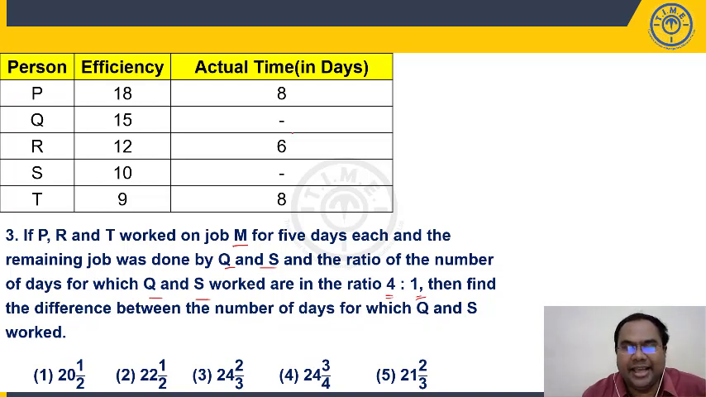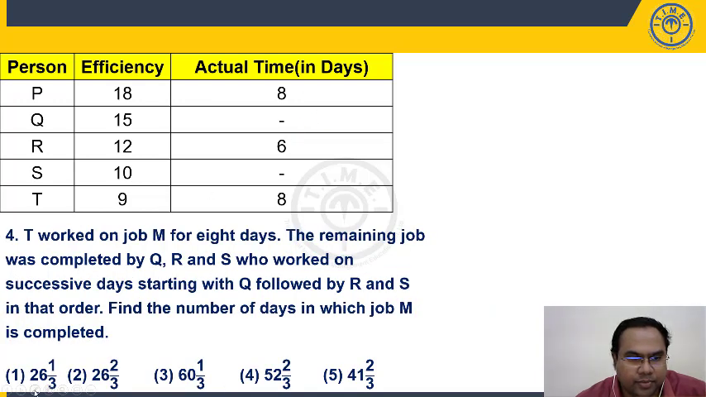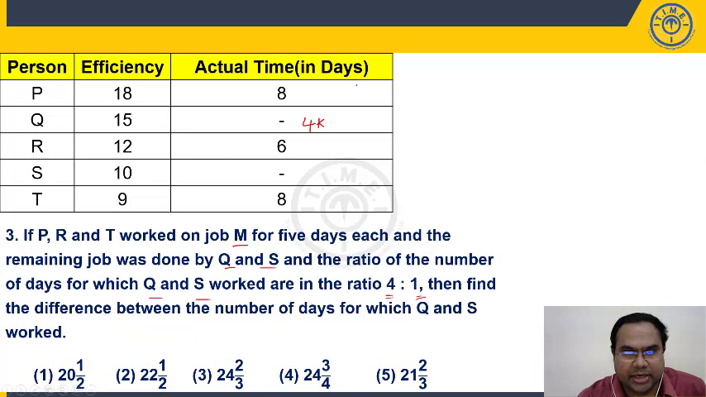So Q and S have worked for 4 days and 1 day. Let us not take K, let us take X, since Q job is already there. Let us say 4:1. So Q has worked for 4x days and S has worked for x days.